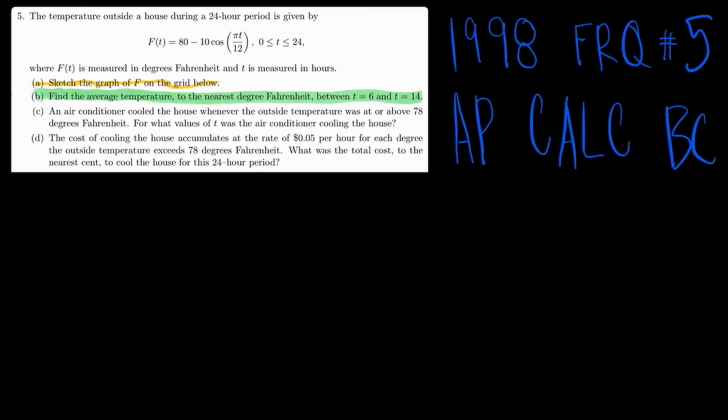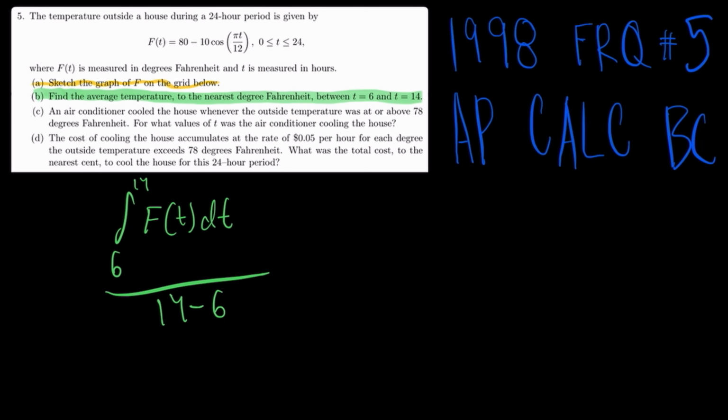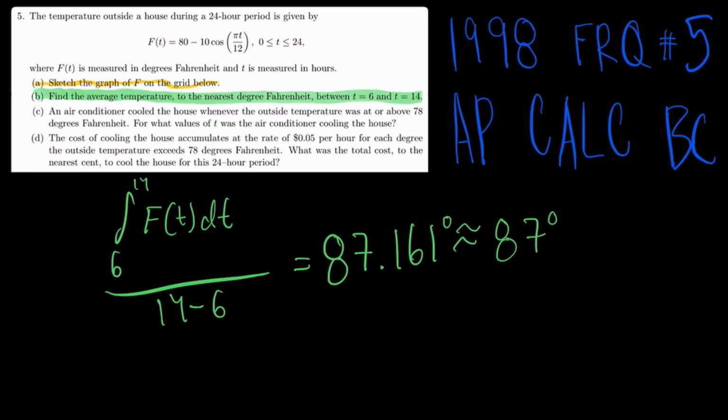So just using the basic integral averaging formula, that would be the integral from 6 to 14 of f of t dt over 14 minus 6. And when I plug this into my calculator, what I get is 87.161 degrees, which is approximately 87 degrees. And that is our final answer for part B.